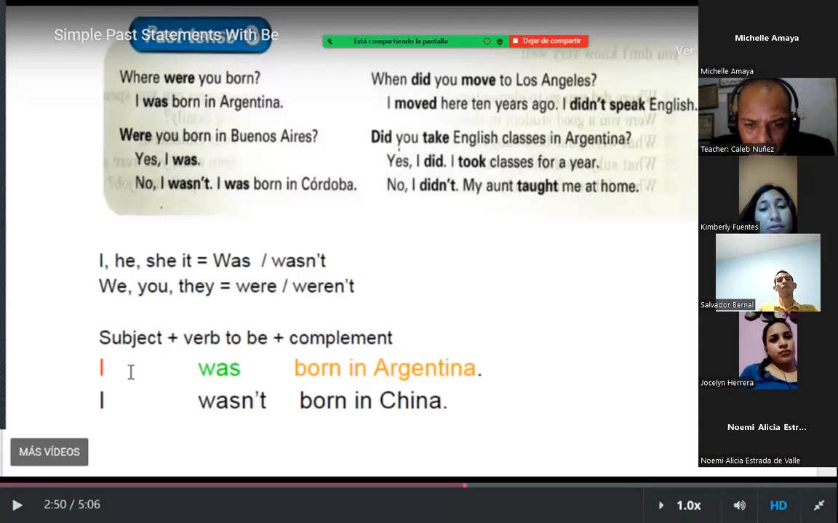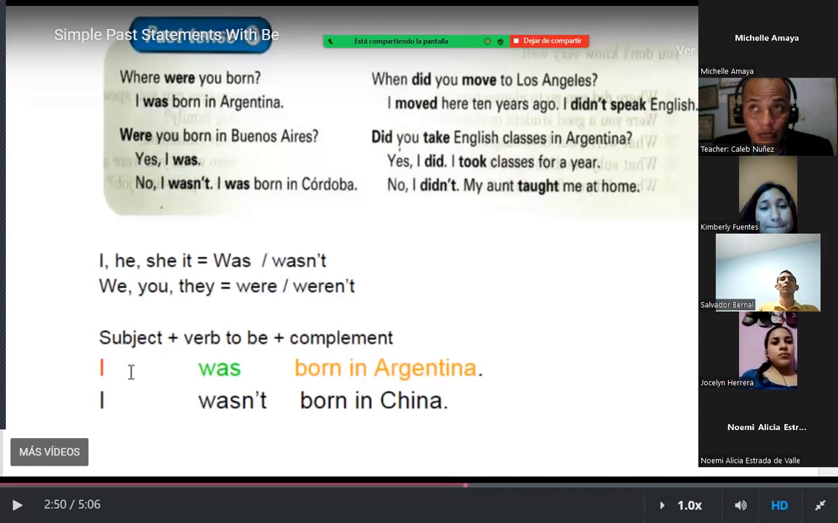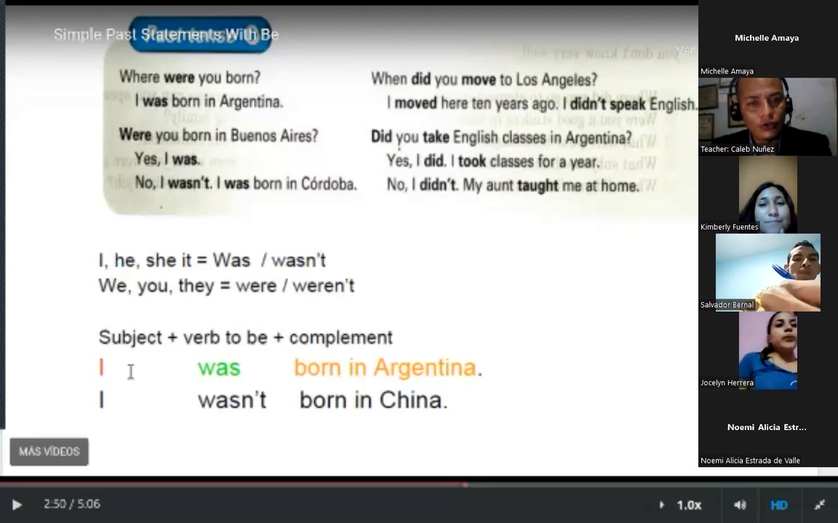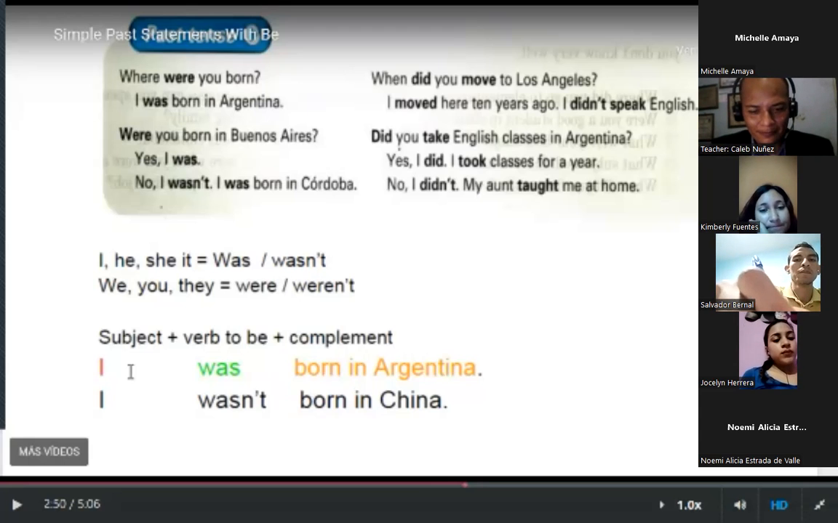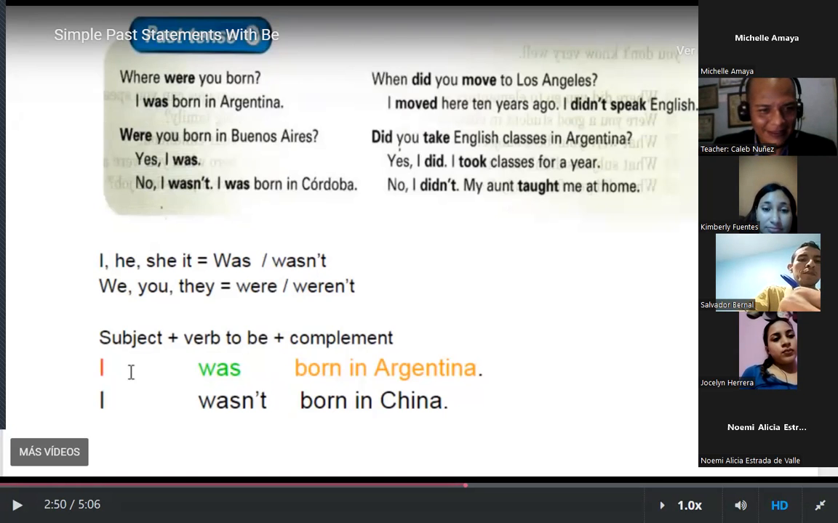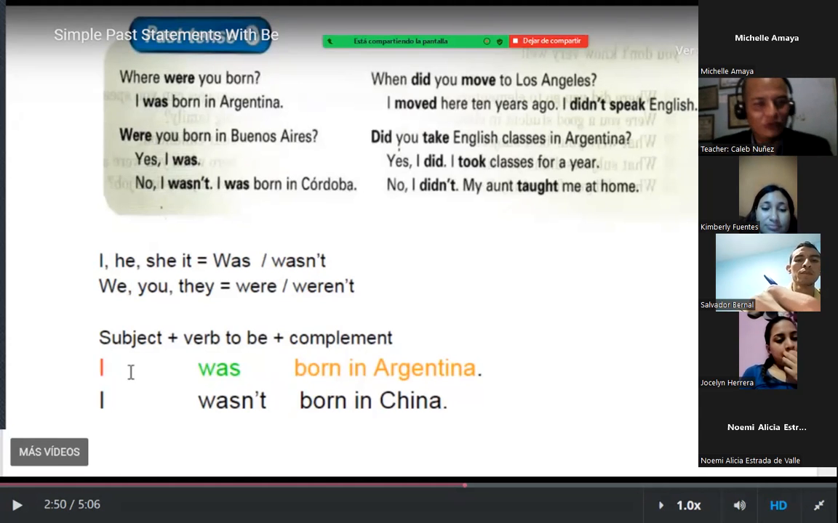Go ahead. Where was your grandmother born? Born. Open your mouth. Born. Don't close your lips. Where was your grandmother born? Okay, guys, say it or chat it. Good question, Kim. Ladies first. Go ahead. My grandmother was born in San Salvador. She wasn't born in Usulután. That is correct, Michelle. Good job.